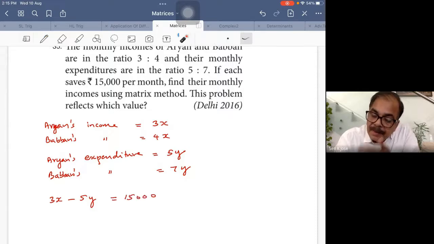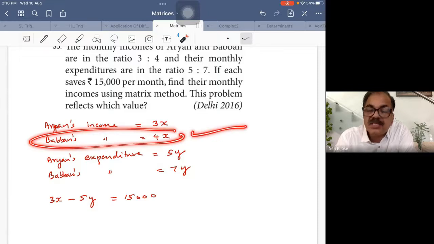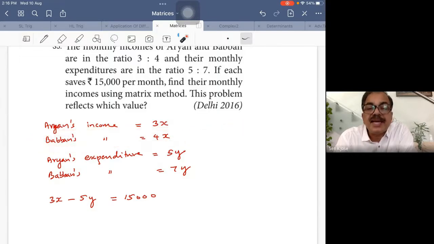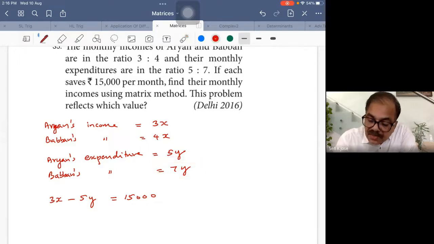Now again, what do they say? Baban also saves 15,000. How much is Baban's income? 4x rupees is what he gets. 7y rupees he spends. So what is remaining with him is 4x minus 7y is equal to 15,000.